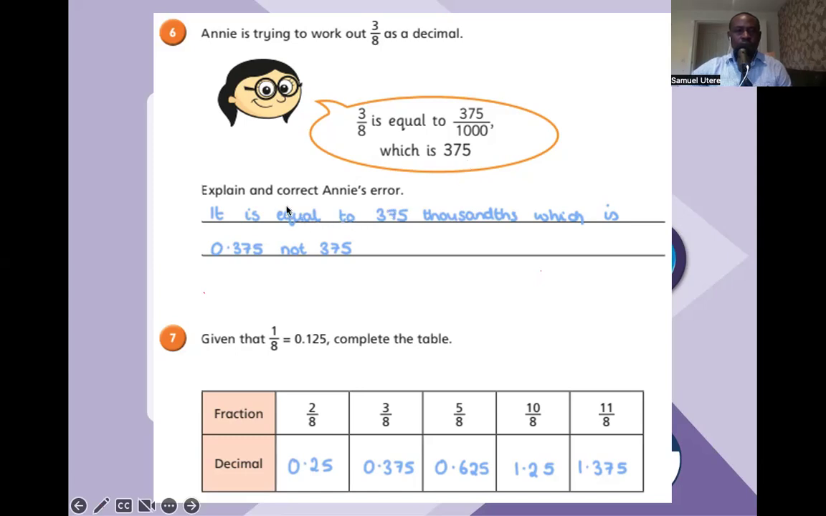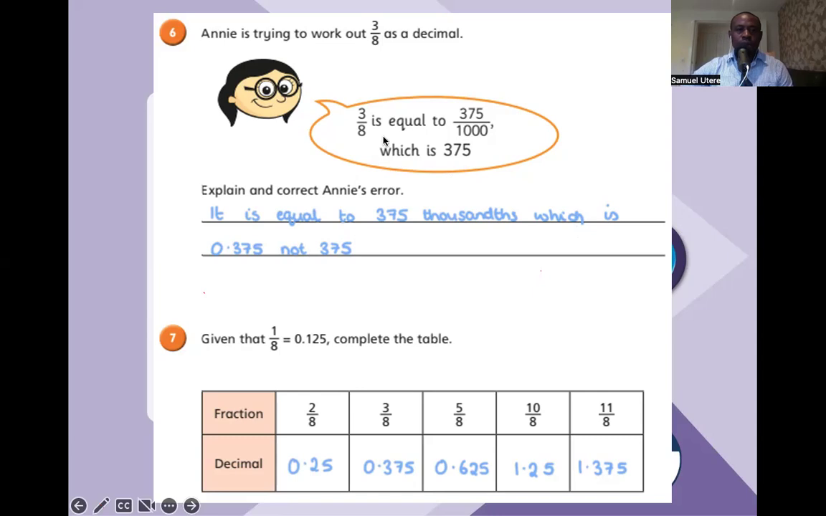Explain and correct Annie's error. Well, it is equal to 375 thousandths, which is 0.375. So it's not 375. Okay. Why? Let's explore this a bit more.